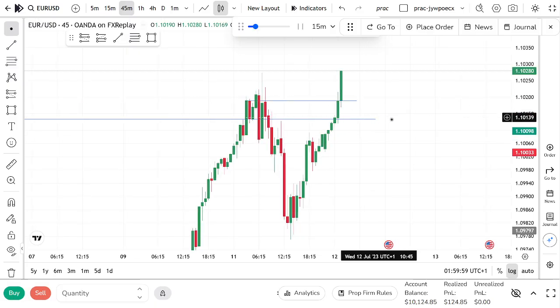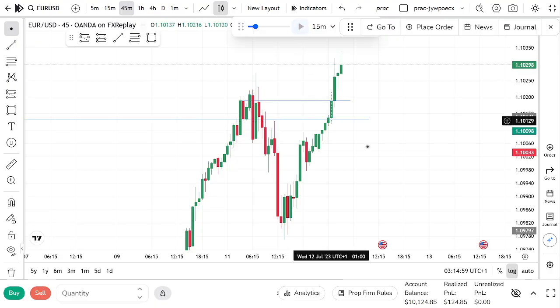Okay, let's see if it will respect this level. You can see what it did. If I had decided to hold that trade, I would have been taken out. You see how I am avoiding trades that could have reduced my money. You see how I'm avoiding them.